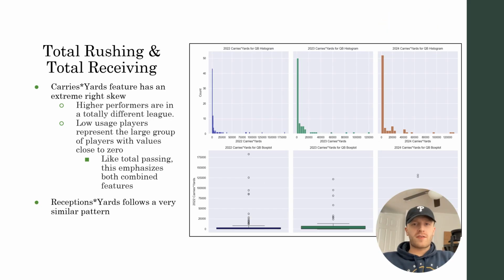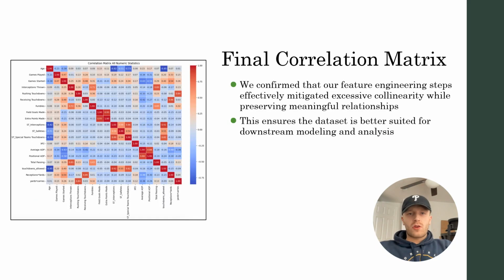We see a very similar trend with total rushing and total receiving, as high performers are in a totally different league compared to the rest. This will be very helpful for our model to identify high-impact players. After our feature engineering, we ran a final correlation matrix that confirms that our new variables mitigated excessive collinearity while keeping powerful relationships between features. This makes the dataset much better suited for downstream modeling and analysis.